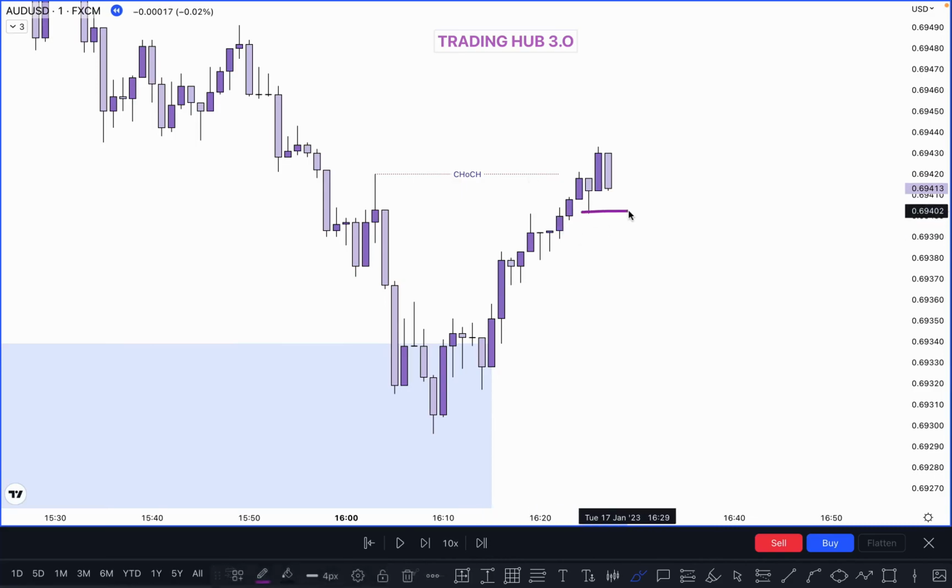So let's see what happened next here, and this is our change of character. Where is our pullback? This low. Why? Because the previous candle's low was taken out. So this is our valid inducement here. This becomes our inducement, and after taking out the inducement, you can buy here.